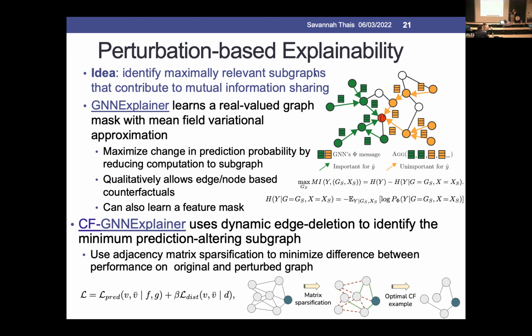And then CF GNN Explainer is focused specifically on counterfactuals, and it uses edge deletion to identify the minimum prediction altering subgraph. So this has a guarantee that it's the smallest change you can make to your graph such that the decision of the particular node changes. So it's interesting in that it has that guarantee, and so you get actual specific counterfactual explanations where you can specifically say if this thing changes, that is the least change that we need to alter a decision.